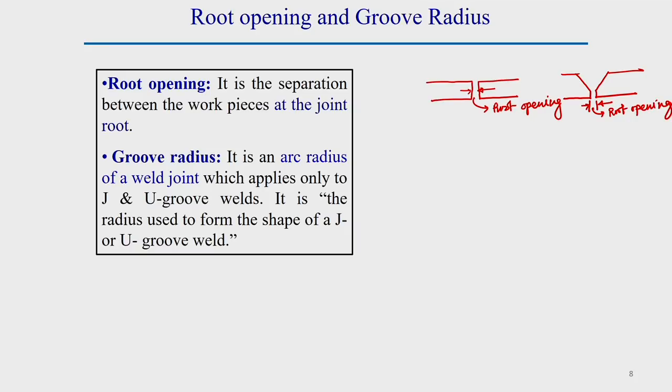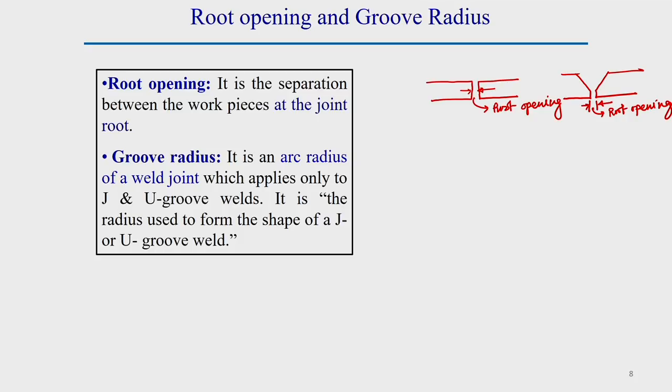Why is this root opening and other things required? Generally, this root opening, this bevel angle, edge preparation, these are required for joint design, for the weld joint strength requirement, and for proper fusion. Different elements are required in a weld joint.